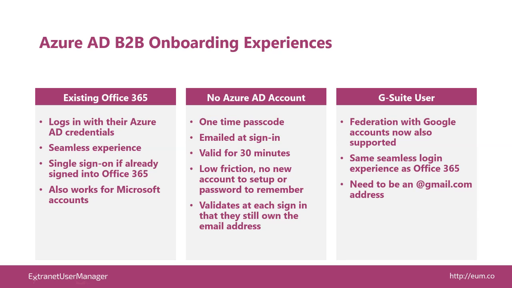The last one's an interesting one. You can actually federate with Google accounts as well. So if you have users who have Gmail email addresses, if you turn on this preview feature, they can actually use their Google credentials just like somebody would use their Microsoft credentials to come in through there. So it's the same seamless experience. The only caveat is it does need to be a @gmail.com. If they're an organization that federated their organizational email domain with Google, and you don't see the Gmail, you see their organizational after the @ sign in their email address, Microsoft doesn't know that that's a Gmail account, and they'll take them through the one-time passcode feature.